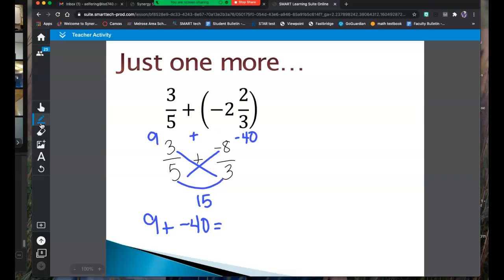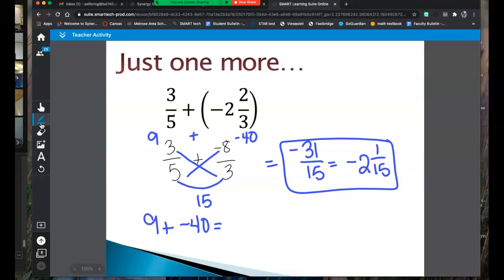Okay, same. And then our rules, that song still applies. Same signs, add and keep. Different signs, subtract. So since they're different, I would subtract, and I get negative 31 over 15. Or you could write that as negative 2 and 1/15. Either one of those answers would be acceptable. Any questions there? Okay, so that is all I have.